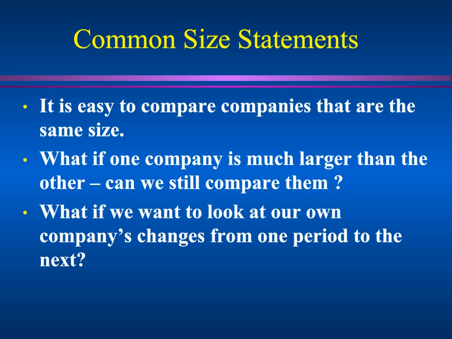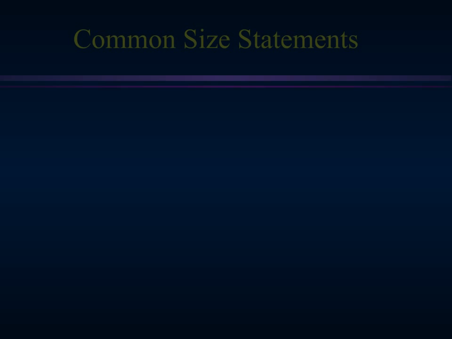It's pretty easy to compare companies that are about the same size. We can just say, okay, this revenue and this revenue are about the same, so the expenses should be about the same. If one company is a lot larger or smaller, then it's a little tougher to compare. And how about if we want to look at our own company over time, which we assume we're doing okay and we're growing. So want to see how we did compared to last year. For this, we use something called common size.